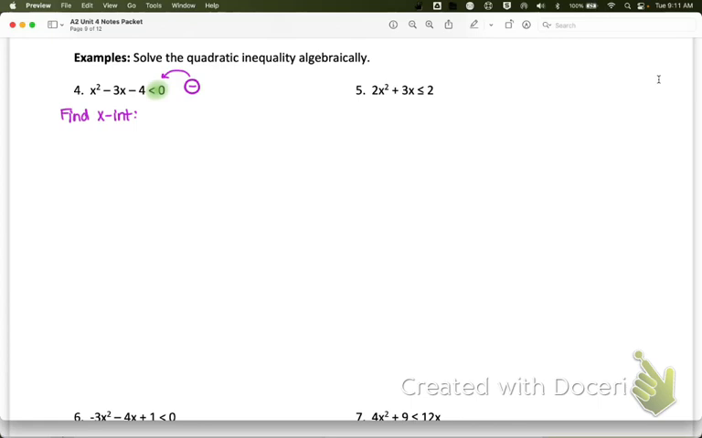And to find the x-intercepts, that's always going to be where the quadratic is equal to 0. So we want to solve this equation first. Then we'll use a number line to figure out our inequalities. So I cannot use square roots here. So then my next question is, is it factorable?